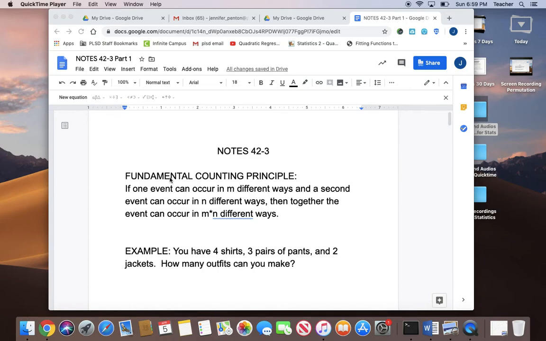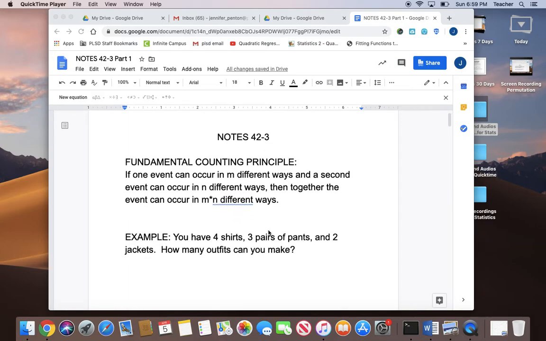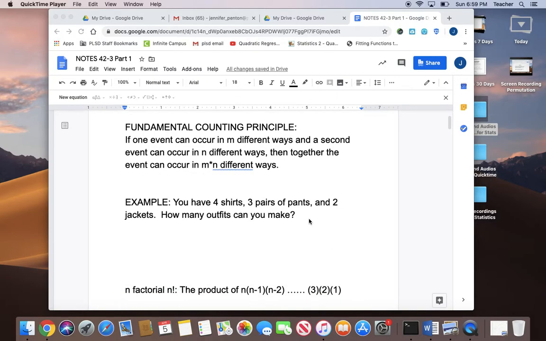All, this is a video for the first half of section 42.3 in your Springboard book, which starts on page 627. The first thing that it starts out with is called the fundamental counting principle. The fundamental counting principle says that if one event can occur in m different ways and a second event can occur in n different ways, then together the event can occur in m times n different ways. So we've used this before, we just didn't know it was called the counting principle.